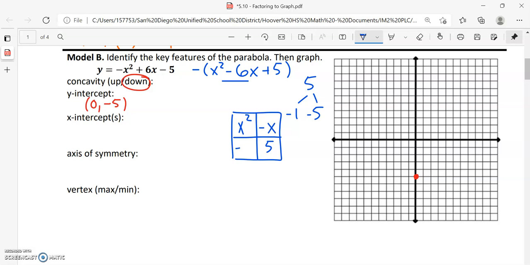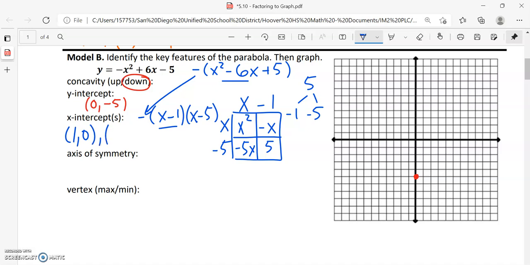So -x and -5x. Factoring out, going up, we get x to come out. X times x. X times -1 equals -x. And -1 times what equals positive 5? That is -5. So our two factors are x minus 1 times x minus 5 with a negative sign out front. That has not gone away. So we get our intercept here is 1, 0, and here's 5, 0. Let's plot those. 1 and 5.